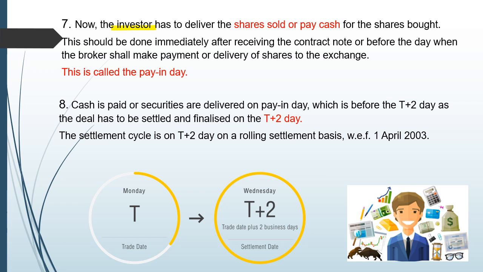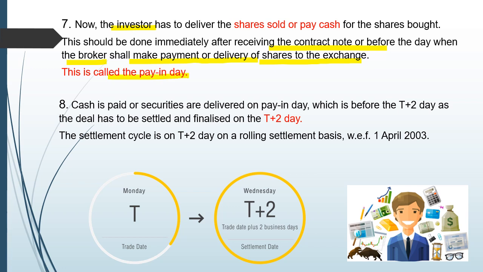So what do you do? You send money through your account into your Demat account, and from your Demat account the money will go into your broker. Okay, so what is happening? This should be done immediately after receiving the contract note. So once you receive the contract note, once you decide that you want to buy the company share, you need to make the payment for the delivery of the shares to the broker. That means the broker is between you and the company. So you need to send your money into the Demat account so that he will take it from your Demat account and pay it to the company. This is called pay in day.